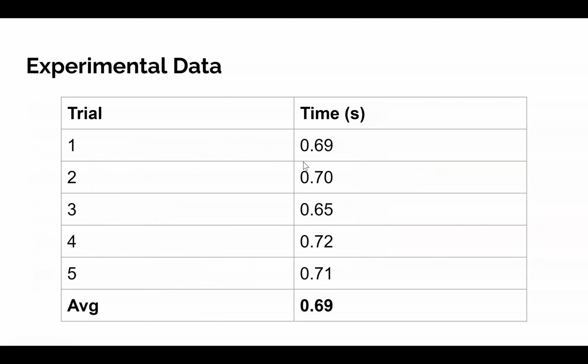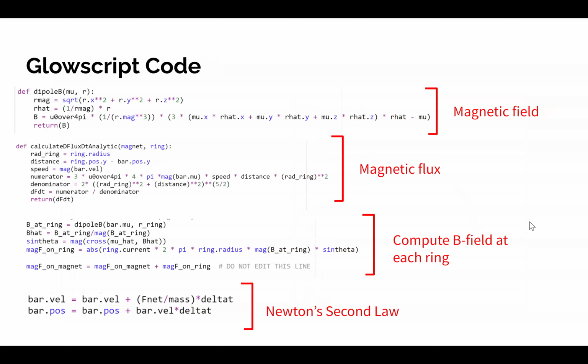I calculated this by recording me dropping the magnet through the aluminum foil tube 5 times, and then averaging the time it took for the magnet to fall through the tube. And so next I wrote my GlowScript code. Since the whole thing was pretty long, I just cut out some of the most important parts.